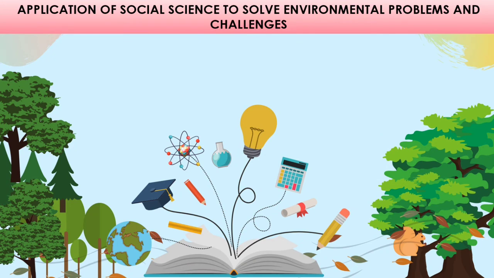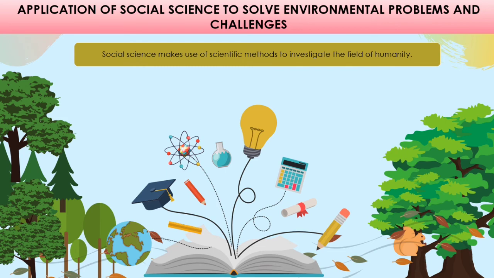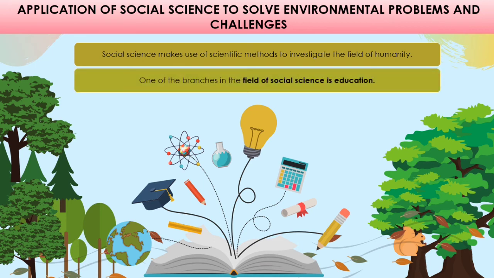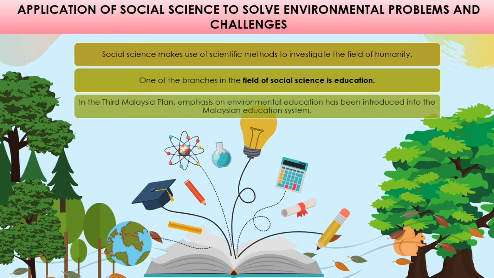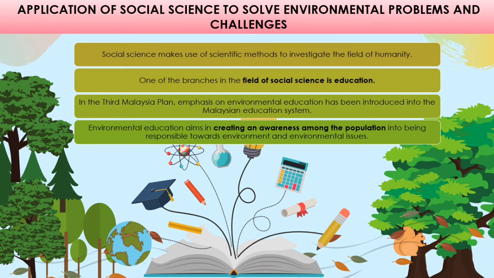So, application of social science to solve environmental problems and challenges. So, social science makes use of the scientific method to investigate the field of humanity. So, one of the branches of the field of social science is education. So, in the Third Malaysia Plan, emphasis on environmental education has been introduced into the Malaysian education system. So, environmental education aims at creating an awareness among the population into being responsible towards the environment and environmental issues.